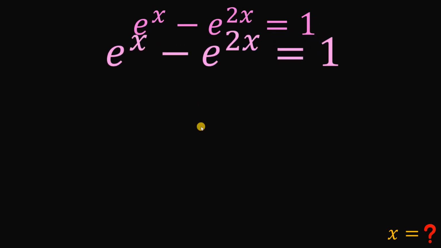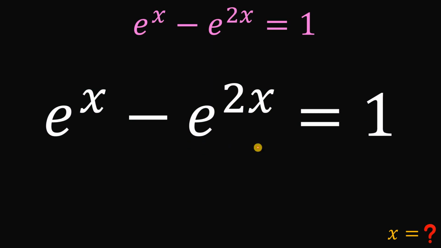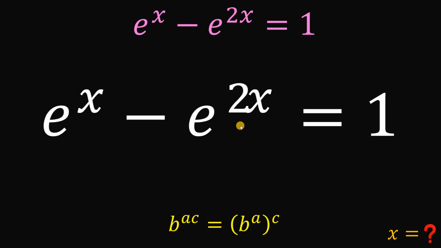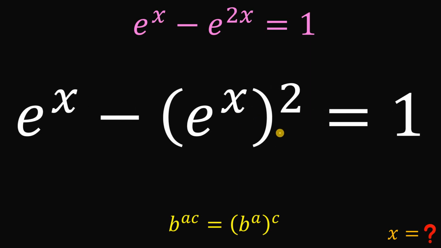First, let's get the equation that we want to solve, and let's focus on this term, e raised to the power of 2 times x. Now, using some laws of exponent, take note, when we have b raised to the power of a times c, it can be written as b raised to the power of a, raised to the power of c. So, e raised to the power of 2 times x, we can rewrite this as e raised to the power of x, raised to the power of 2. Now, the question is why we do that. Because now we have a common term of e raised to the power of x.